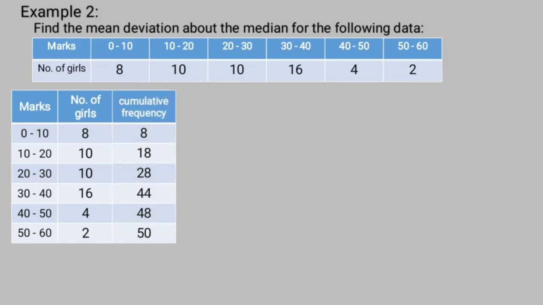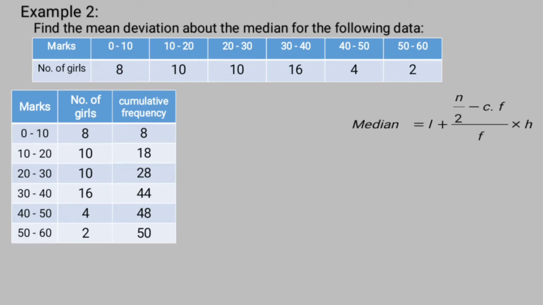How will you find the cumulative frequency? First, 0 is added with 8. So 0 plus 8 is 8. And then 8 is added with 10. So 8 plus 10 is 18. 18 is added with this 10. Then you will get 28. 28 plus 16, 44. 44 plus 4, 48. 48 plus 2, 50. Fine.